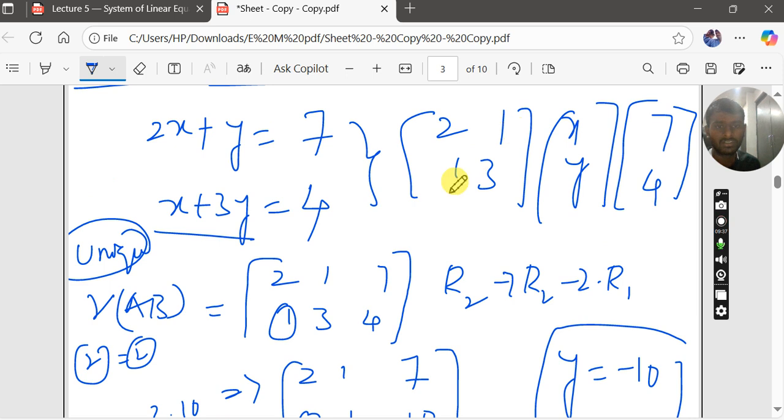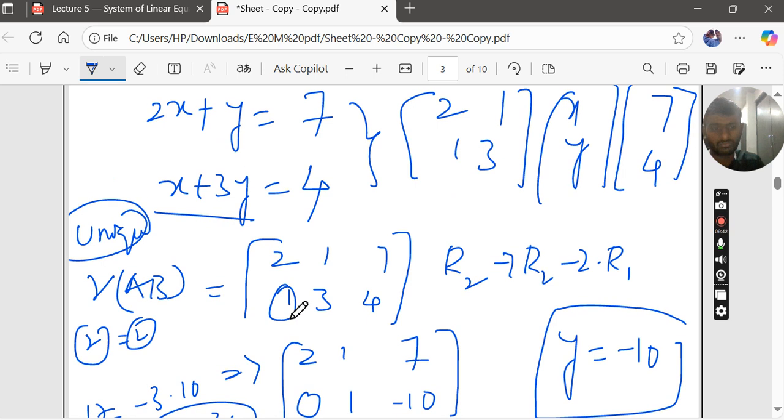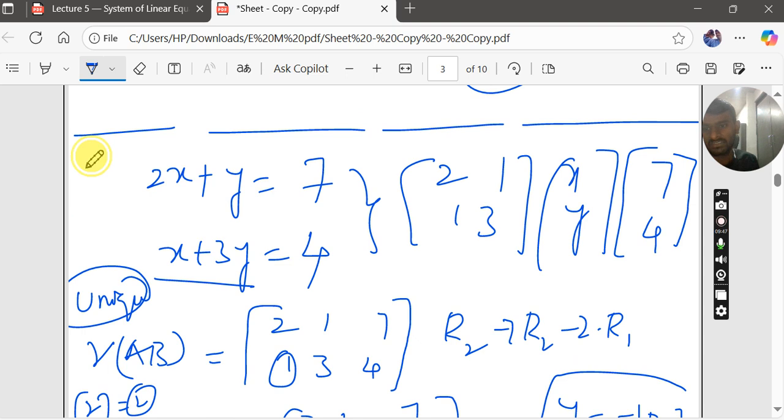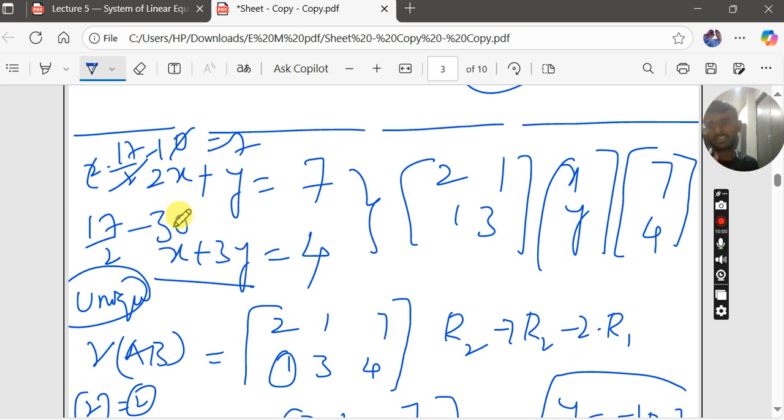2 1 1 3 7 4. But here it will satisfy, no? 2 into 17 by 2 minus 10, so here we are getting 7. What about here? x is 17 by 2 minus y is 30. Why is it not equal? 60, 17. There is some mistake here.